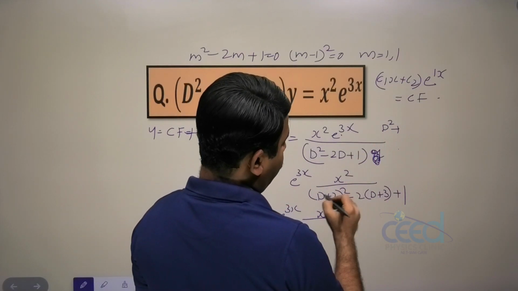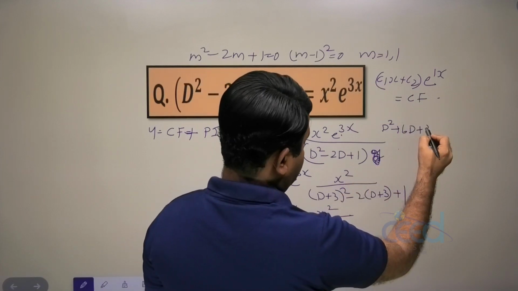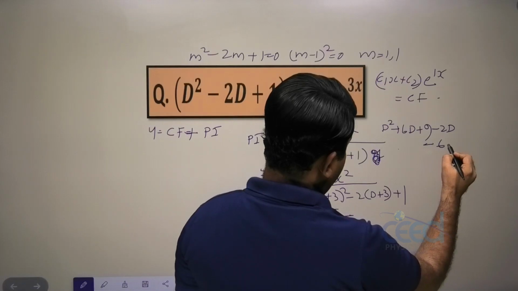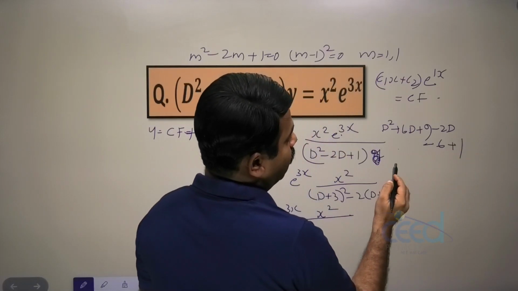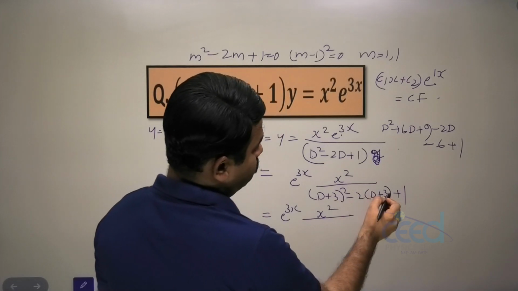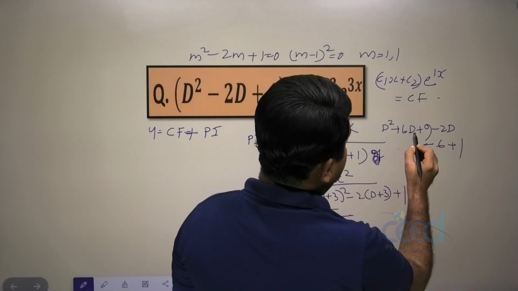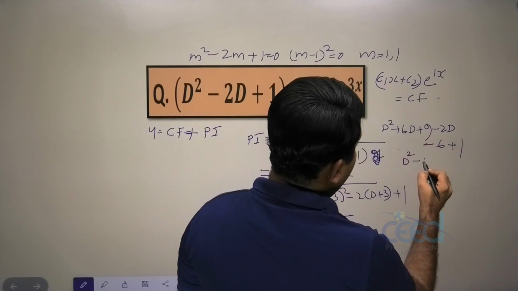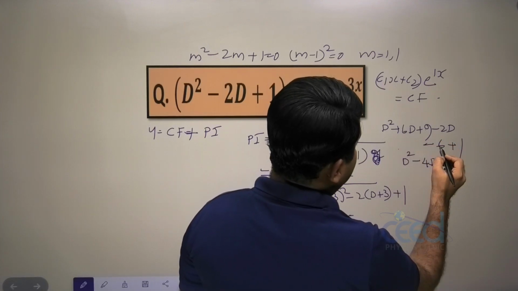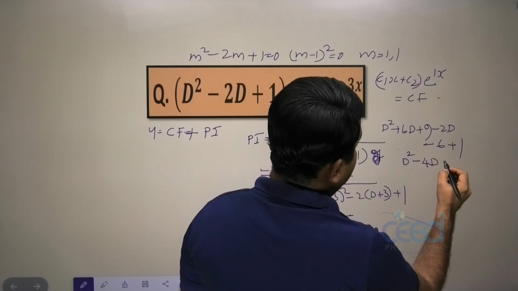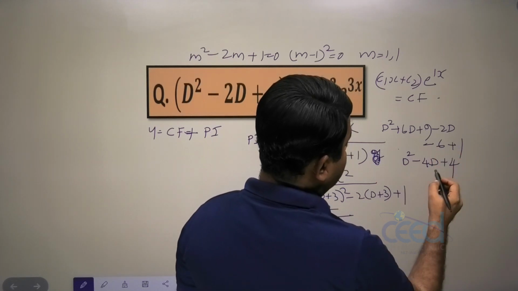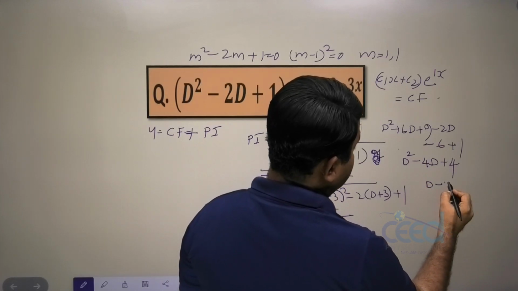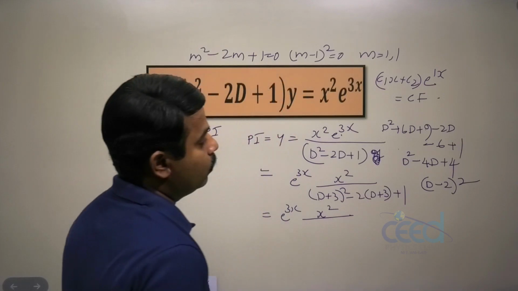d square plus 6d plus 9 minus 2d minus 6 plus 1, right? Now, 6d and 2d: d square plus 6d minus 2d is 4d, and 9 minus 6 is 3, and 3 plus 1 is 4. So this is d minus 2 the whole square, right?